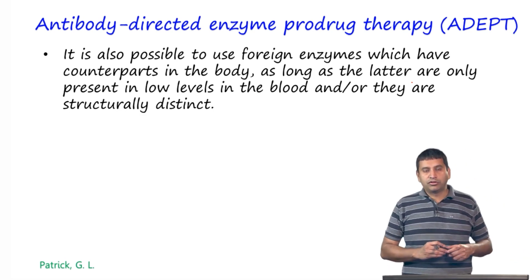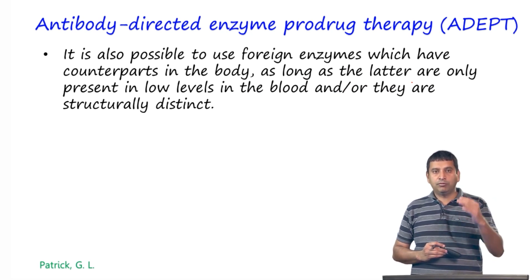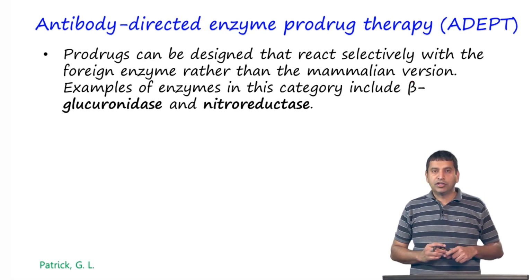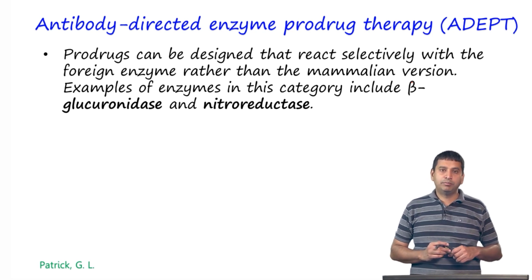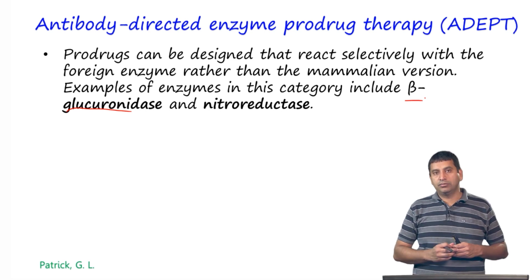It is also possible to use foreign enzymes which have counterparts in the body, as long as we are able to figure out the enzyme which is present in extremely low levels in the blood, or which is very structurally distinct. So, for example, we can use enzymes such as beta glucuronidase, which is present in our cells, but it is present at very low concentrations.